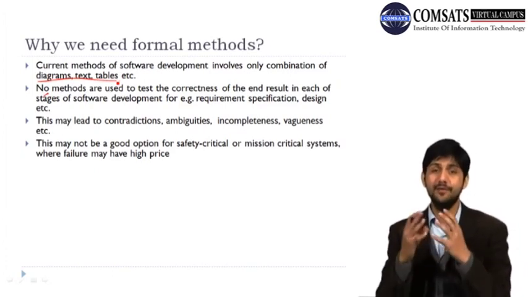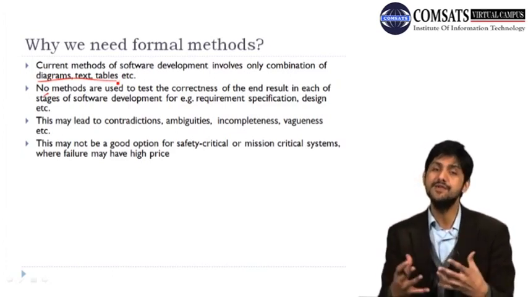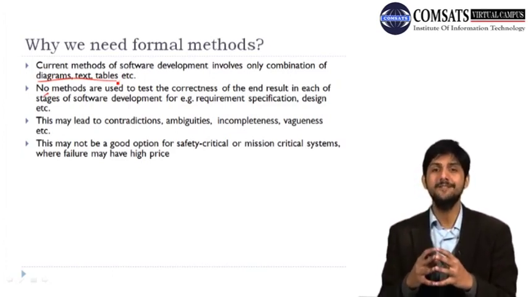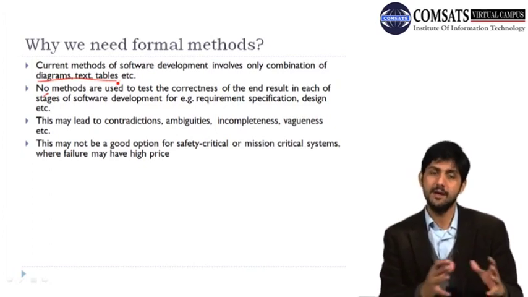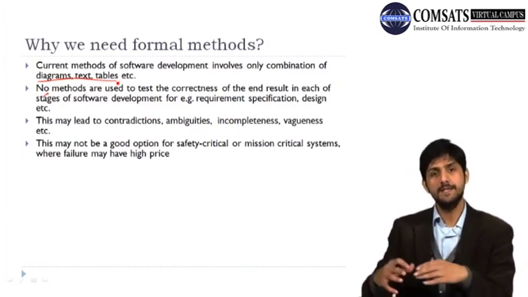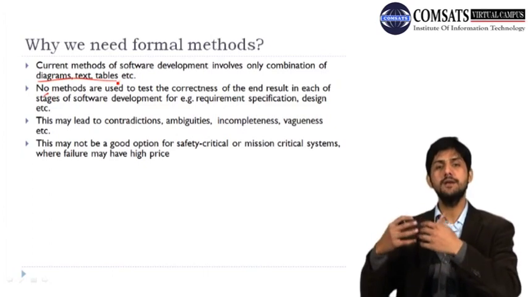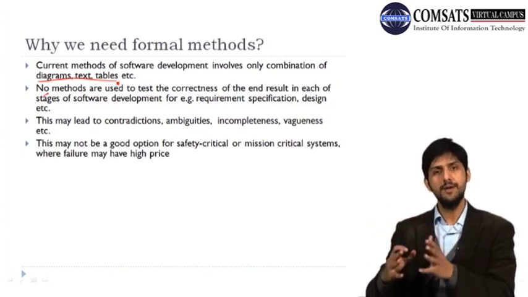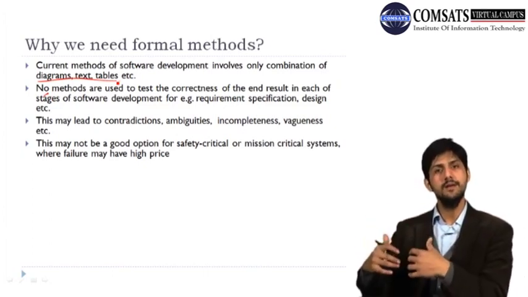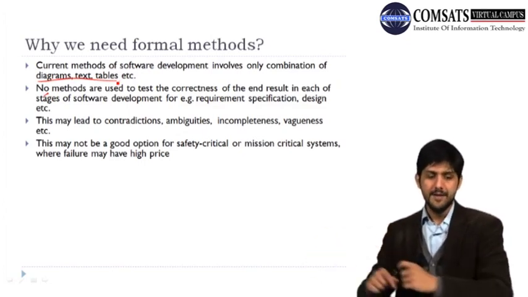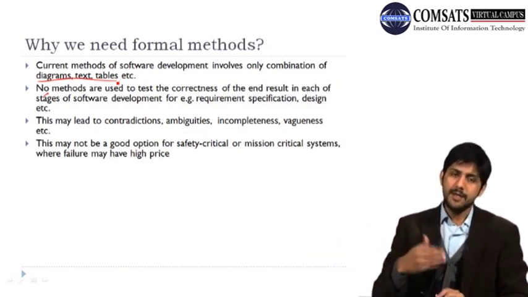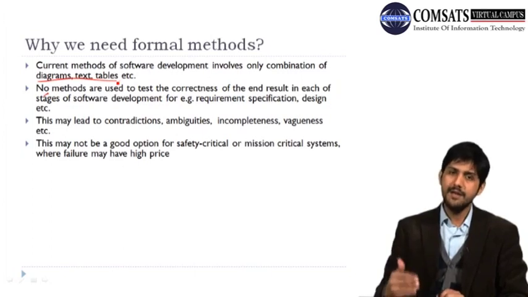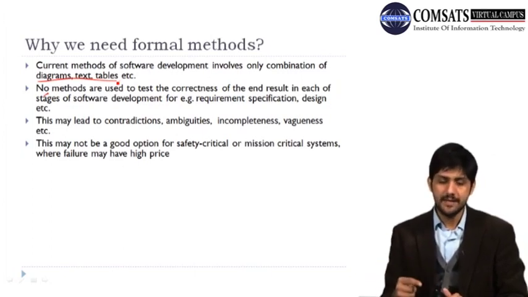When we are using formal methods for software engineering in general, we should be able to test the correctness at each stage. When we are gathering requirements, whatever requirements we specify formally, we should be able to check the correctness at that stage. When we are designing the system formally, we should be able to check the correctness of the design formally. And what is the problem? Because we cannot establish the correctness, this leads to contradictions, ambiguities, incompleteness, and vagueness.